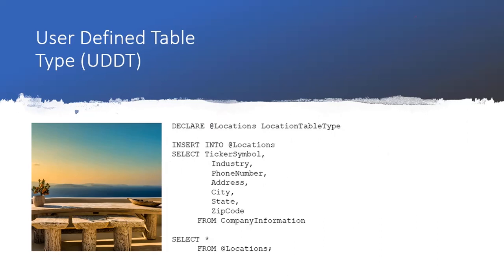A more complex version of a user-defined table type would be when we insert into our location table type variable, and we do that from an existing table. So we insert into our @locations, and then we select the following attributes from company information, and then we do a select star from @locations. So that's a way to populate our table variable from an existing table.